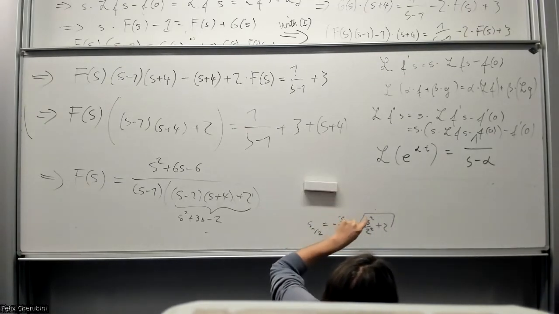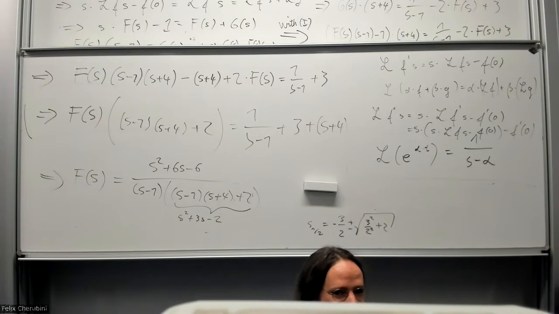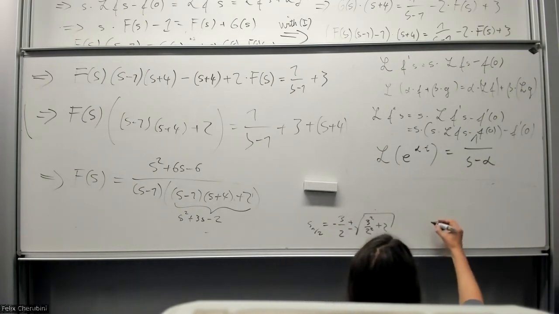Wait, I have 9/4 and I add 2. So I add 8/4. So I have 17/4. So it should be square root of 17. So it's like this.